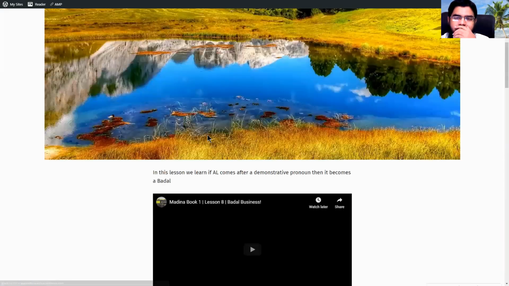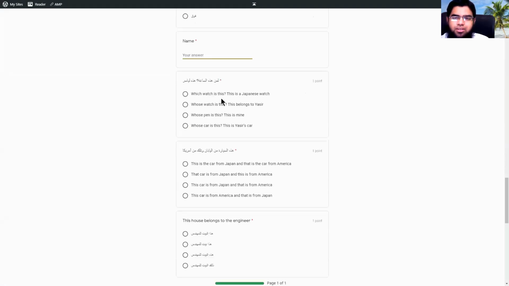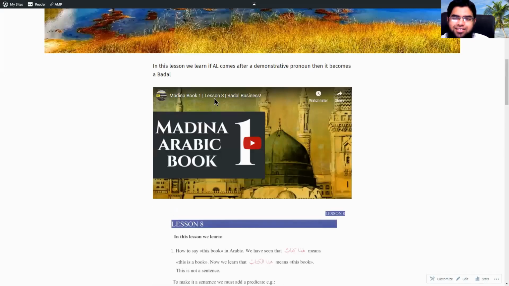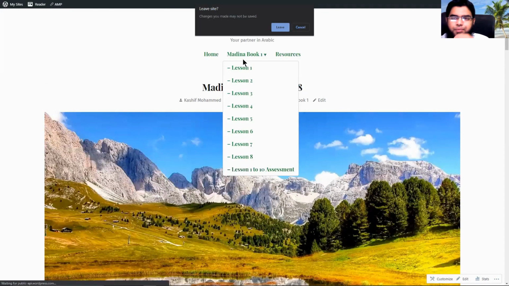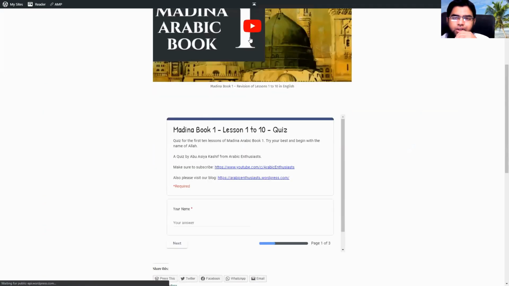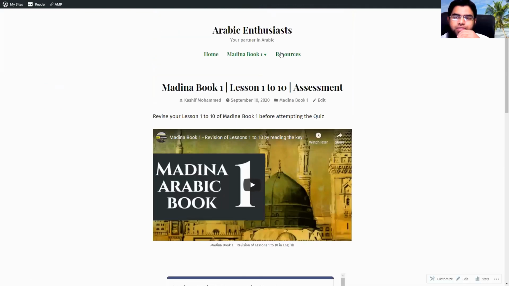For example, in lesson 8, you try the question on what is front. Front is what, amama. You can give your name, and for 'liman hadis, whose watch is this', you can choose the correct option and so on. I did this for 8 lessons till now, and there's also a test for lessons 1 to 10. You can do the revision and then take the 10 lessons test. Inshallah, I'll try to put a section for book 3 also.